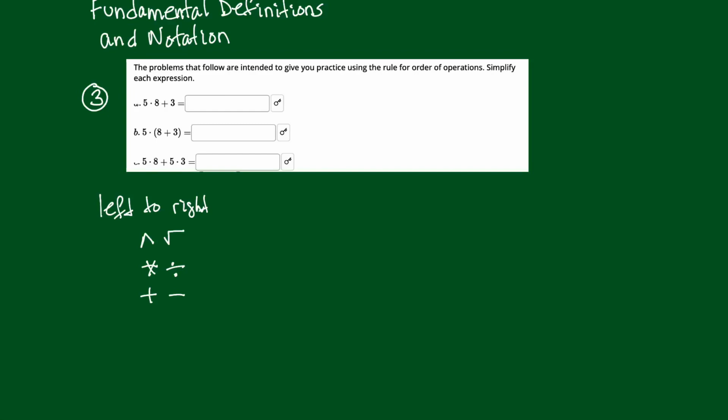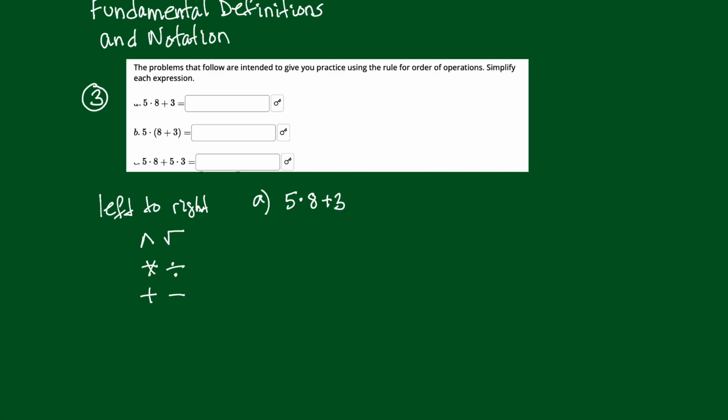So let's take a look at part A. Doesn't look like an A there, but it is an A. 5 times 8 plus 3. Now, according to the order of operations, I've got two operations here, right? I've got a multiplication and an addition. I do the multiplications first, right? I'm going left to right. So I do multiplications before additions.